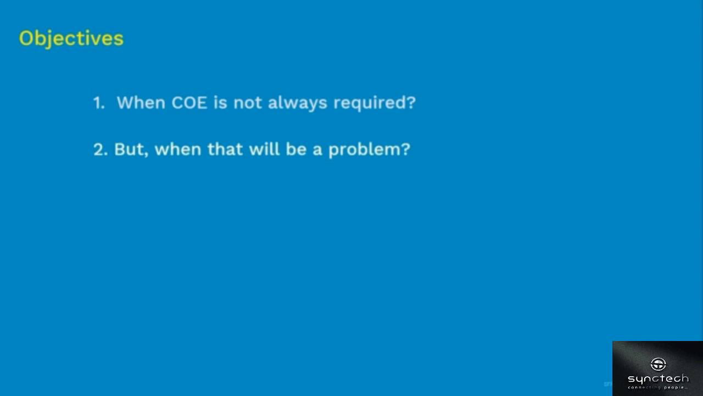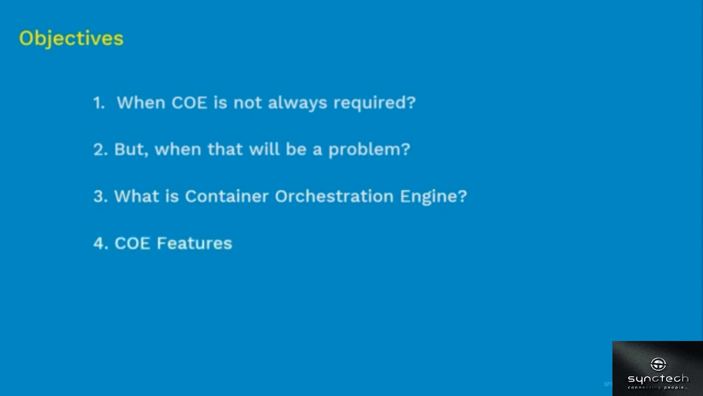There are 4 primary things you'll be learning as part of this video. First, we'll discuss a scenario where we don't require a Container Orchestration Engine in the first place. But in the majority of scenarios, it is a must to have a Container Orchestration Engine, and we'll see what those scenarios are. Then, we'll discuss what a Container Orchestration Engine is. And finally, we'll discuss the features of container orchestration. And with that, let's get started with our first topic, which is in what scenarios we don't require a Container Orchestration Engine in the first place.